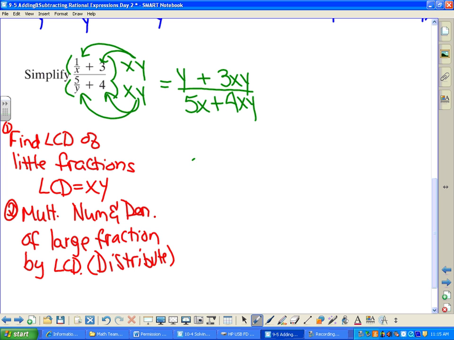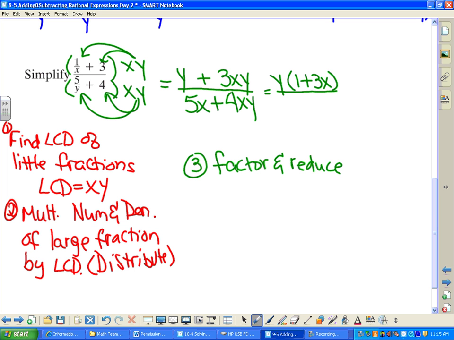Then the last step is see if you can factor and reduce. Well, in the top, what can you pull out? That has a common factor of a y, and you get 1 plus 3x. What about the denominator? There's an x, and that's going to leave you with 5 plus 4y. Can anything reduce? No. Is it any different than the last answer? No. Okay? I personally like the second method. I think it's easier once you get the hang of it.